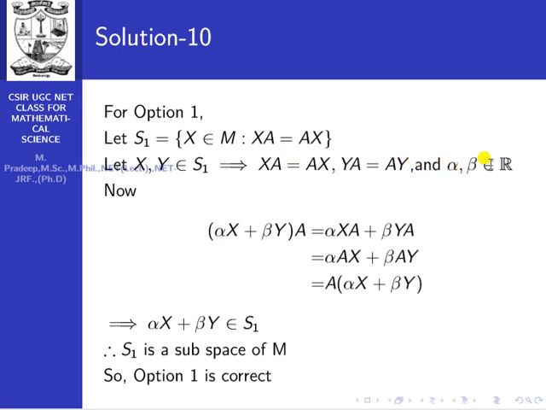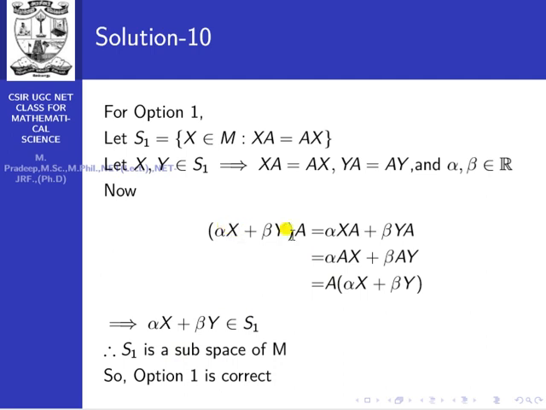And alpha comma beta belongs to R னு எடுத்துக்கிறேன். By the definition of the subspace, alpha x plus beta y should belong to the set. In the set la irundhuduna S1 is the subspace of M. So அதை try பண்றேன். Alpha x plus beta y into A கண்டுபிடிக்க ட்ரை பண்ணி, இது என்ன வரணும் நமக்கு, A into alpha x plus beta y வரணும். வந்துருச்சுனா alpha x plus beta y belongs to S1, அப்பனா S1 is the subspace. So very simple definition.